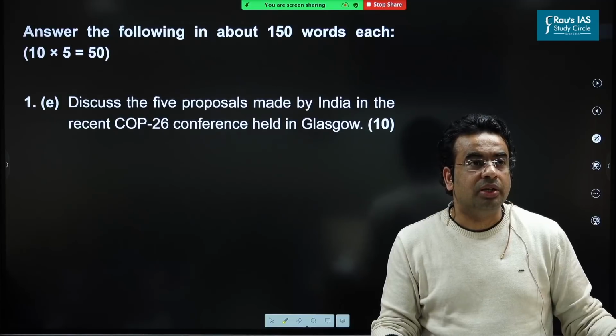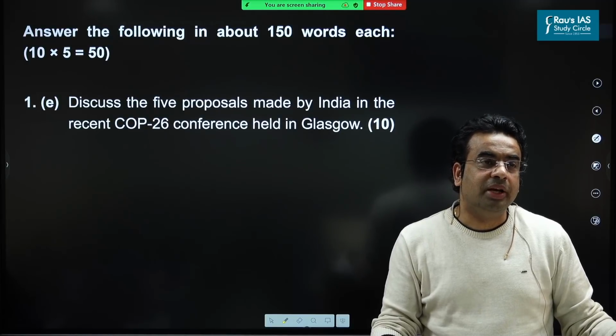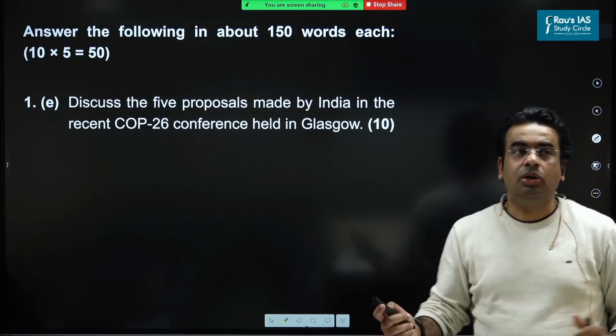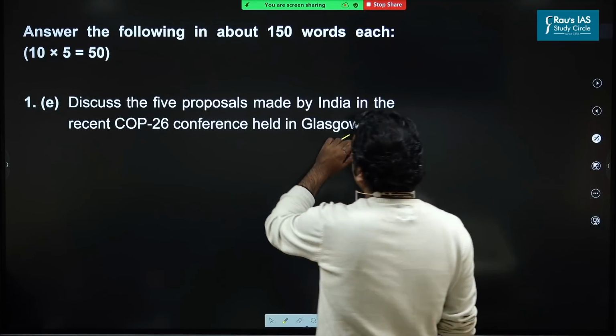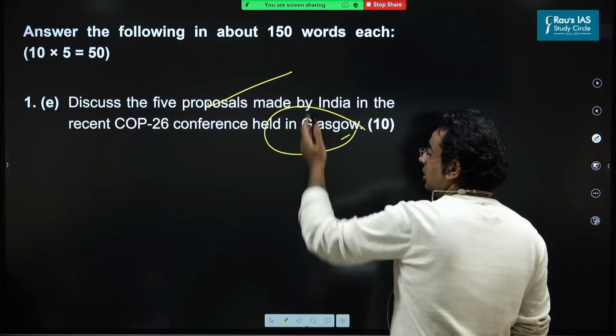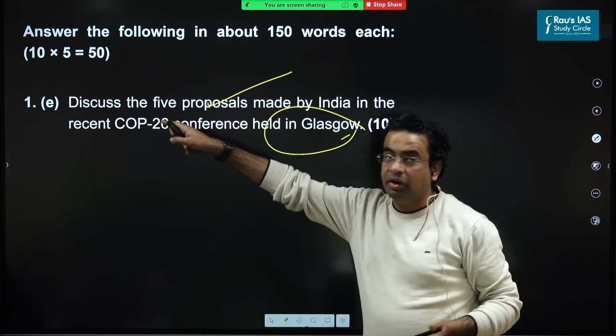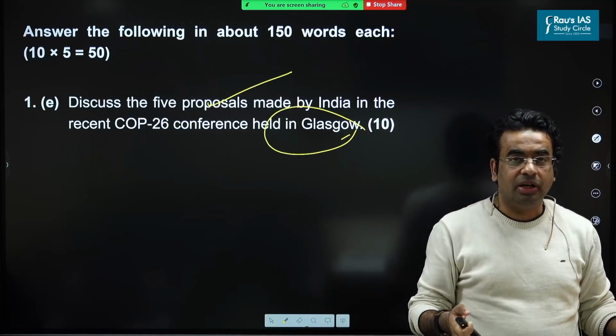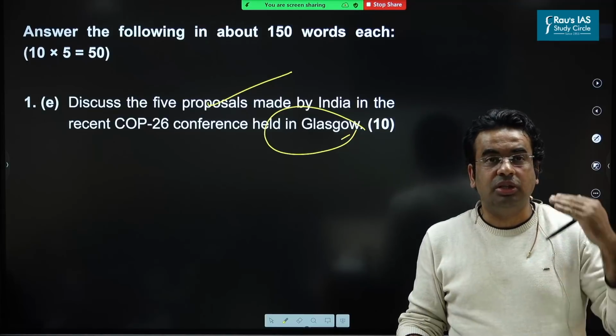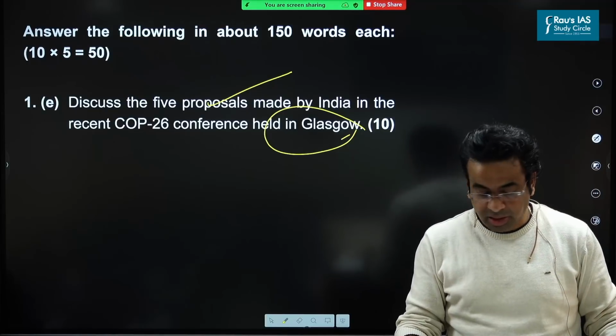Seeing the fifth part, proposals made by India, a direct question, in the recent climate change conference in Glasgow. Directly, there were 5 proposals made by India. So again, a very direct question: what are the proposals being made?